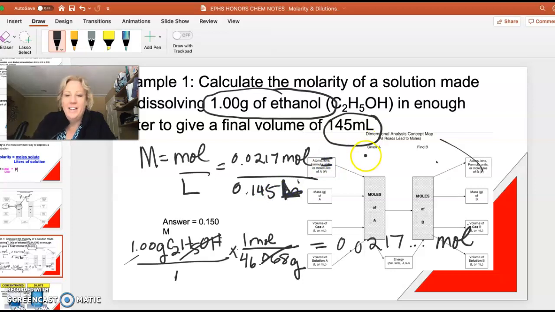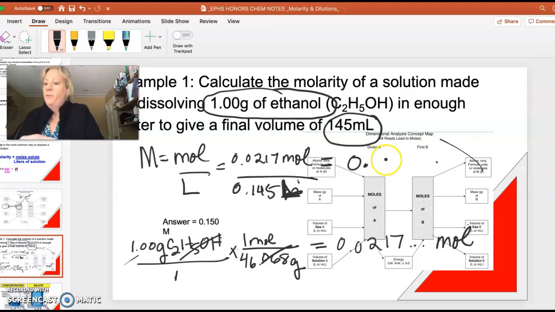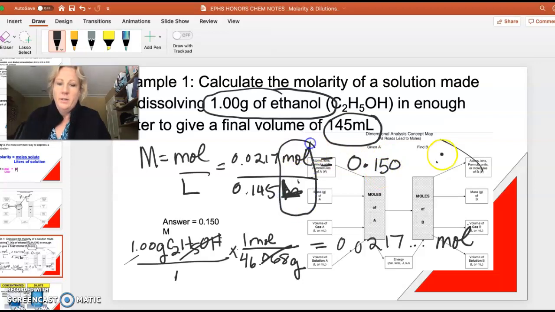So when I do that, I'm going to round it. I think I should have 3 sig figs, and I have to actually calculate it with you right now because I don't have 3 sig figs yet. So hold on 1 second. It ends up with 3 sig figs being 0.150. And then the label, remember, it's moles per liter, but we can use a capital M. So that would be my answer.